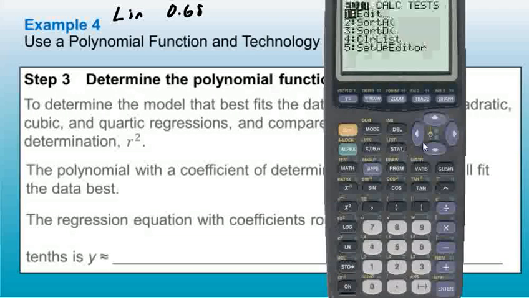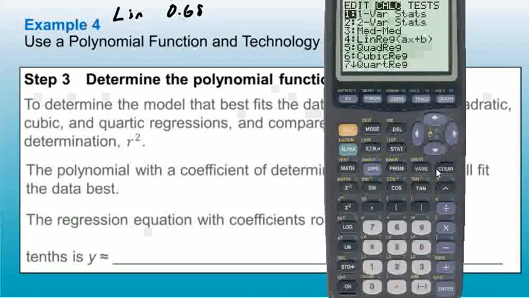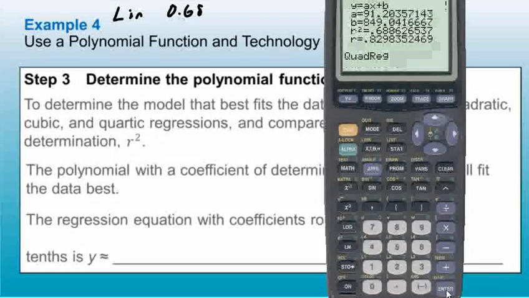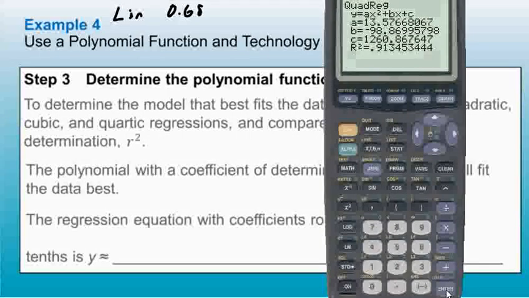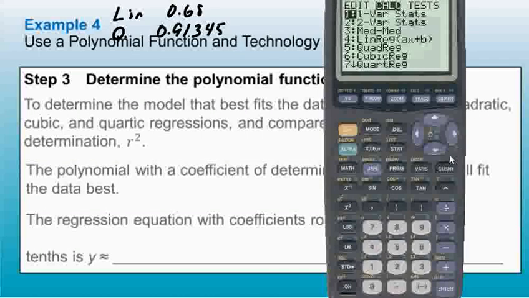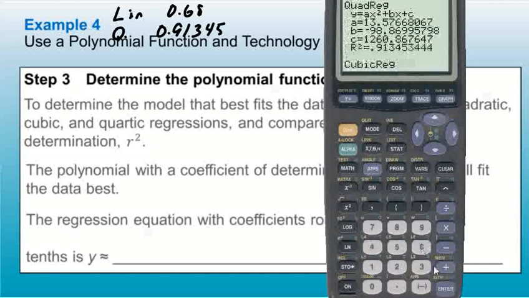Go back to stat, calculate. Now let's do quadratic, number 5. Hit enter, and we have 0.91. Quadratic, we had 0.91345. That one's close, that's 0.91. Let's go to stat, calculate. Let's try cubic, number 6.